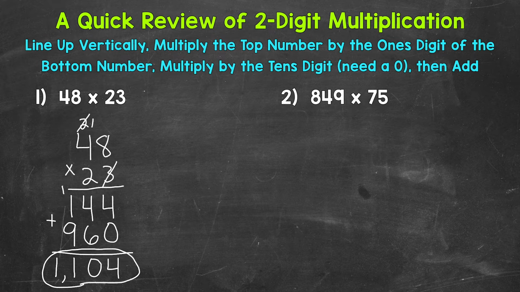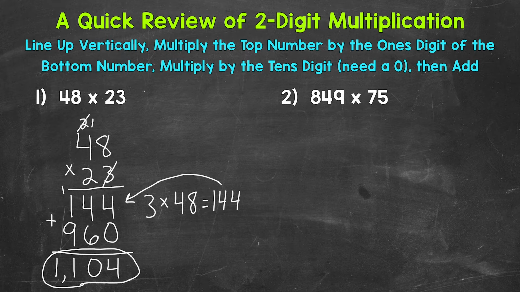Now, one more thing I do want to mention before moving on, and this is going to help us understand what we're doing within this problem. So we started by multiplying the top number by the ones digit of the bottom number. So we did 3 times 48 there. 3 times 48 equals 144, which we have right here.